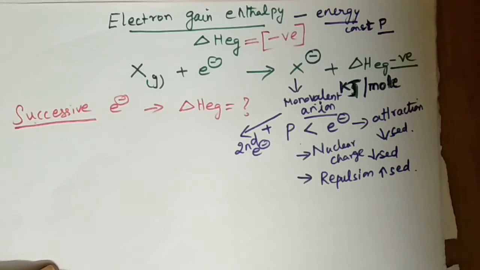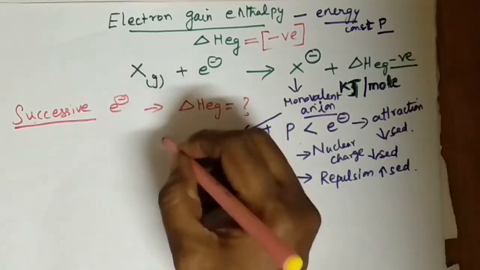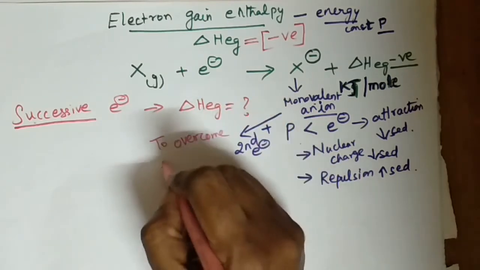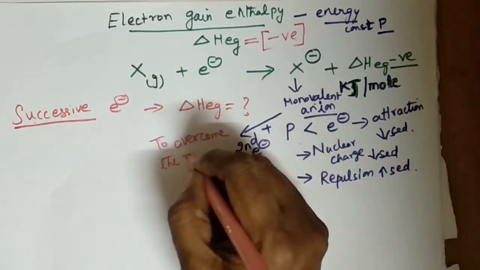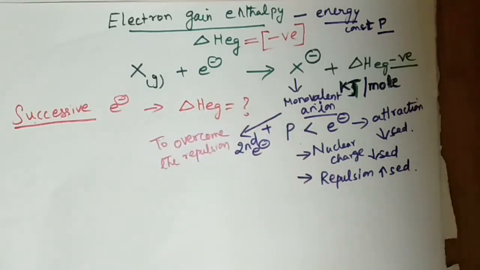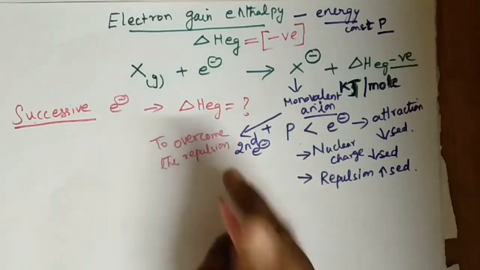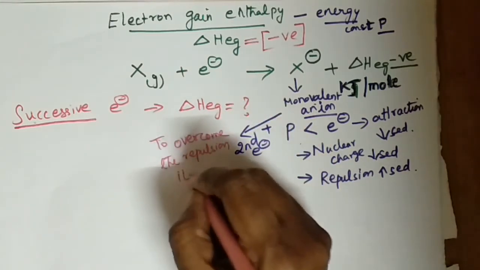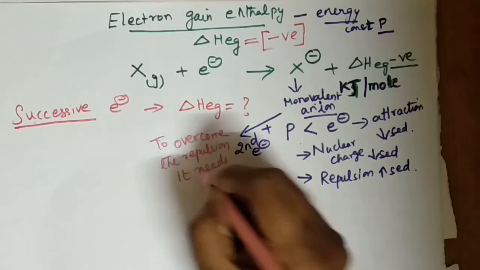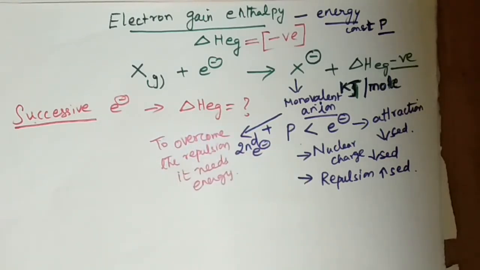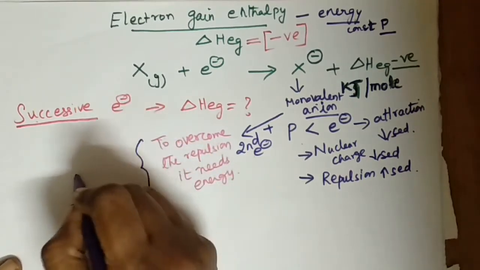Let me write it down this way. To overcome the repulsion, I said there is repulsion only because the electrons are more and the nuclear charge becomes less, and then electron repulsion is there. To overcome that repulsion, it needs energy. It cannot release energy. Instead, it needs energy. At that time, naturally, the value becomes positive.